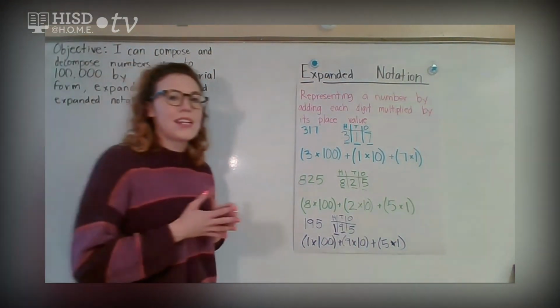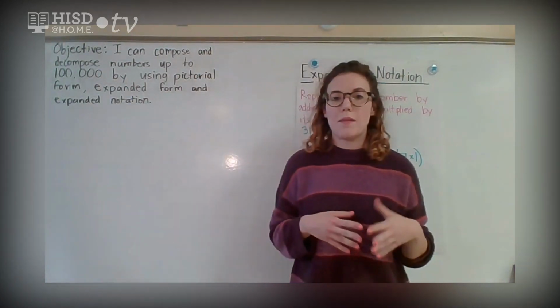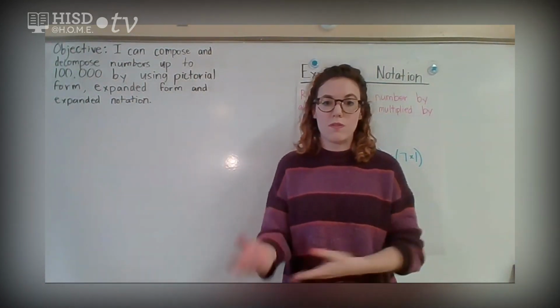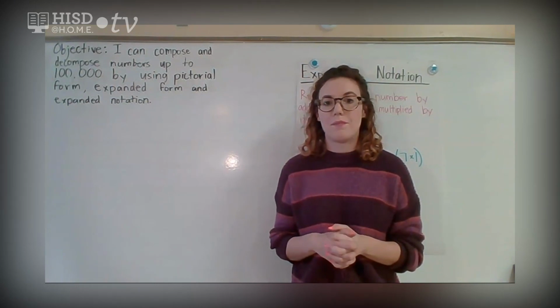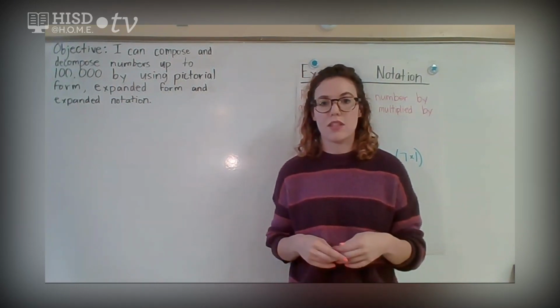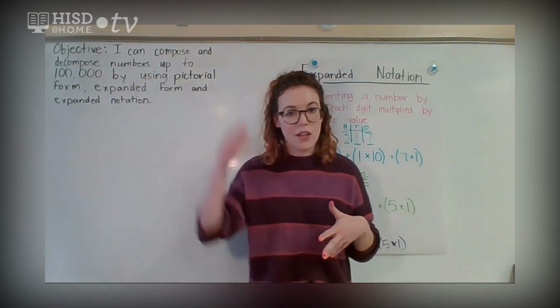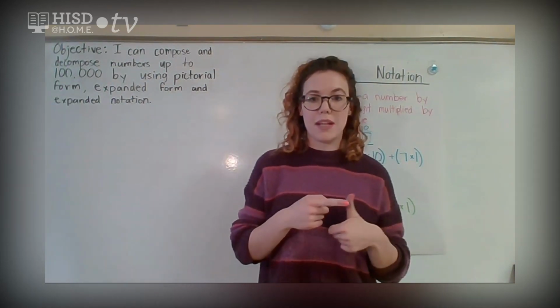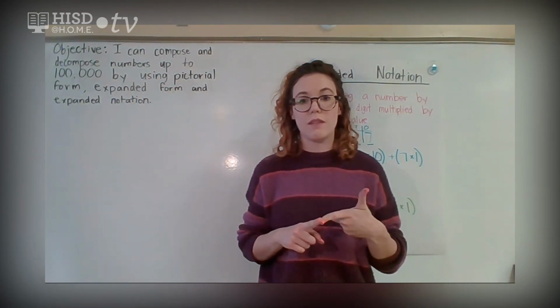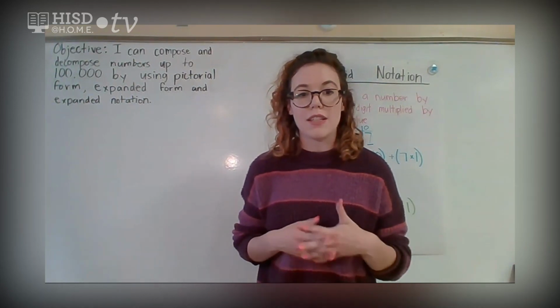All right, so today we went over pictorial form. We expanded on our pictorial form up to 10,000. We did some 10,000s. We learned a little bit about the 100,000s in the place value chart, and we went over expanded form and expanded notation, both of which are brand new concepts.